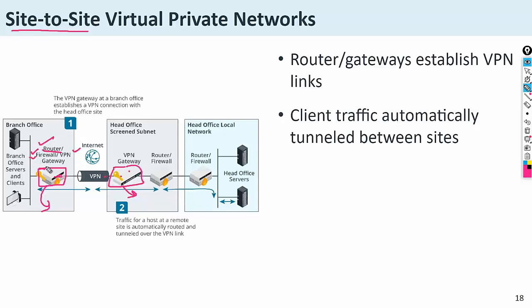If you have a firewall that supports working as a VPN gateway, or a specific VPN gateway, it can be used to make the connectivity. So two VPN gateways are required to establish the VPN link. Once the VPN link is established, all the data will be forwarded through this tunnel. Client traffic is automatically tunneled between the sites. Once the VPN connection is established, all the data goes through the tunnel.